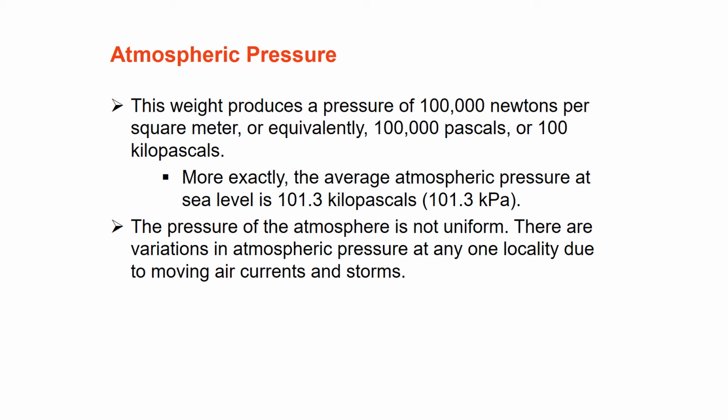More exactly, the average atmospheric pressure at sea level is about 101.3 kilopascals. The pressure of the atmosphere is not uniform. There are variations in the atmospheric pressure at one locality due to moving air currents and storms.